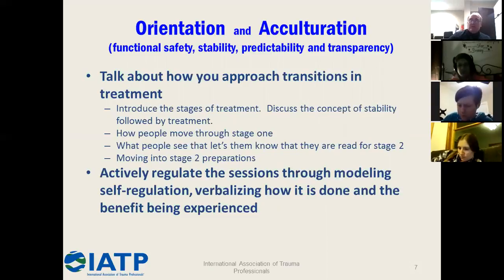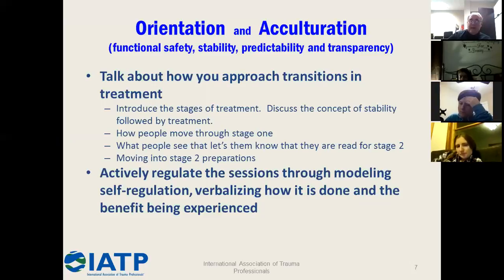When you're in stage two, you're going to do the same thing: you're going to describe what it's like to move through this stage, what people will see as they move through it, and how they'll know when they're ready to move into three. You're sketching all of that out for them, so that they understand that there is a beginning, middle, and end to each stage. There's a beginning, middle, and end to therapy as a total process. It's structured and organized, and they can be successful at it.